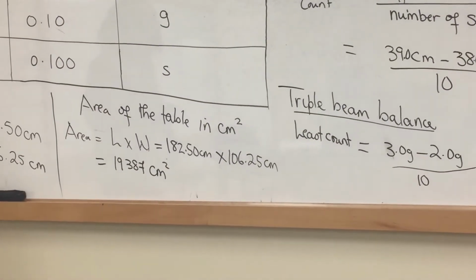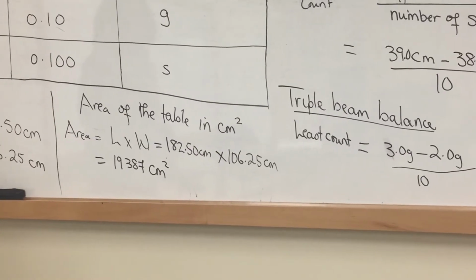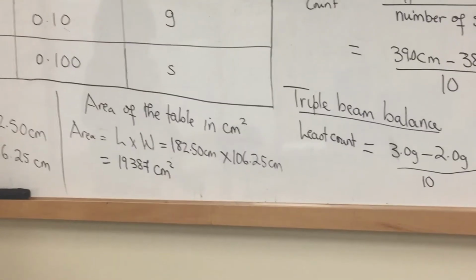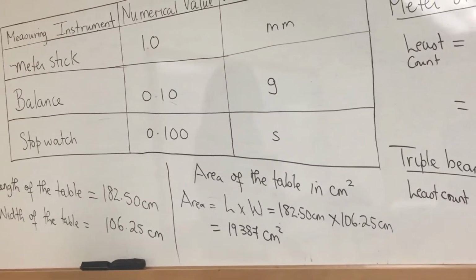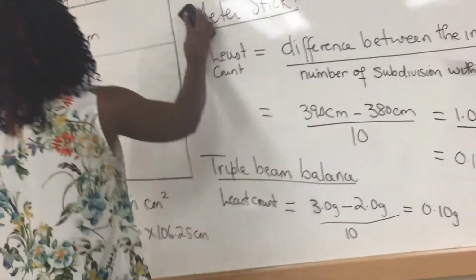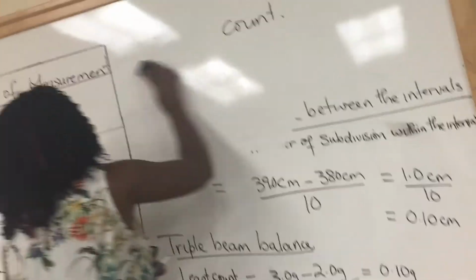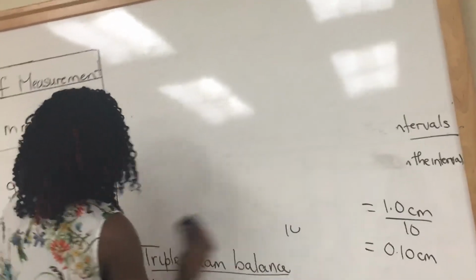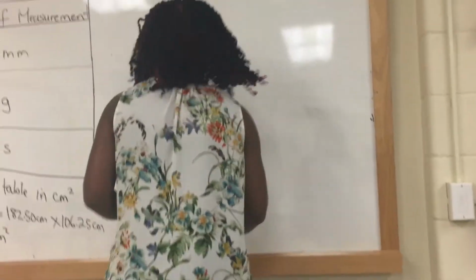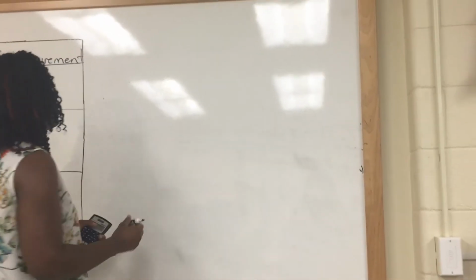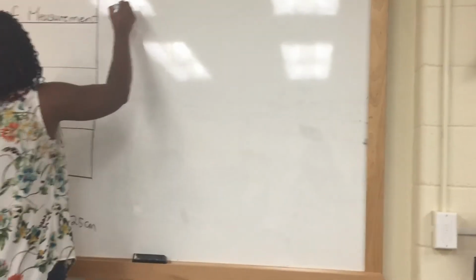The final step in this procedure is for us to convert the area from square centimeters to square meters. So I'll put this conversion here on this side of the board. So we are converting from square centimeters to square meters.